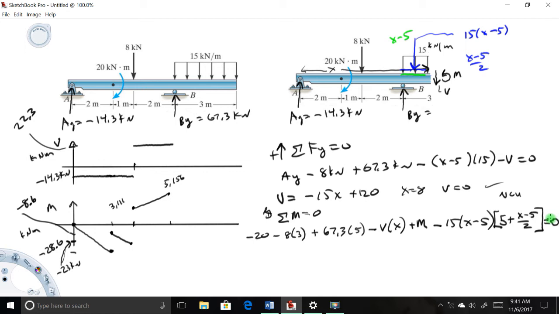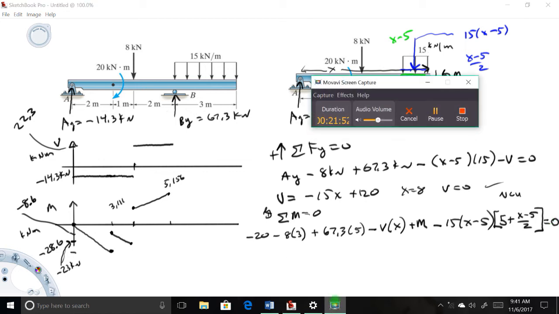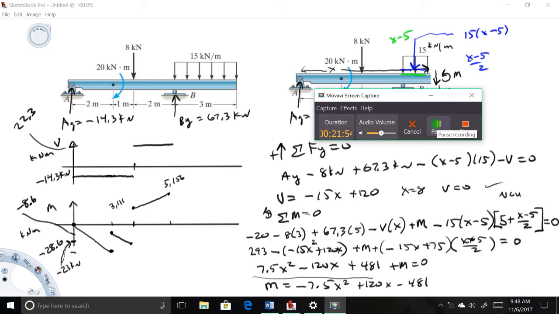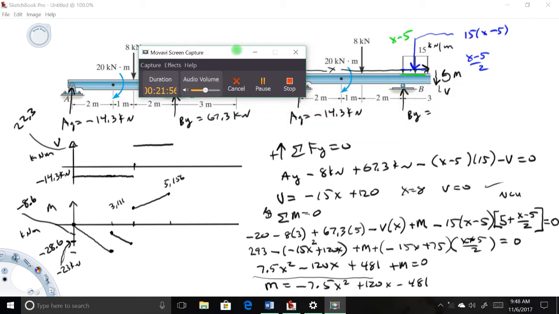Okay, so there's our moment equation. Again, I'm going to pause this while I work out the algebra and try to get this sorted out. All right, folks, I'm back here, just temporarily. So I went through and did the algebra, just putting in our shear function, minus 15x plus 120.